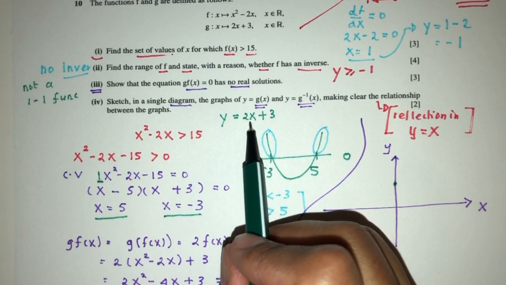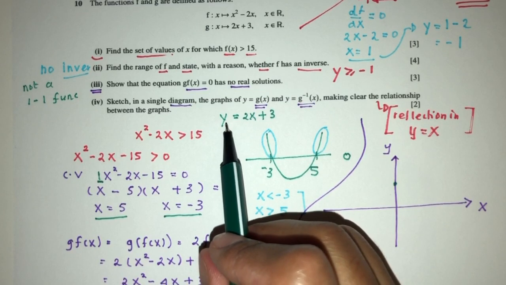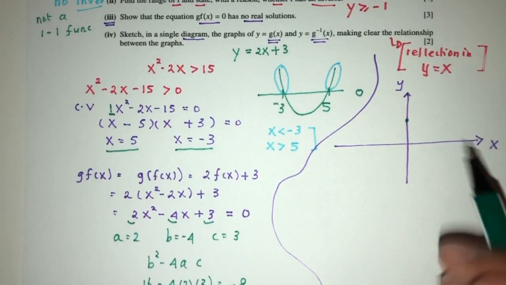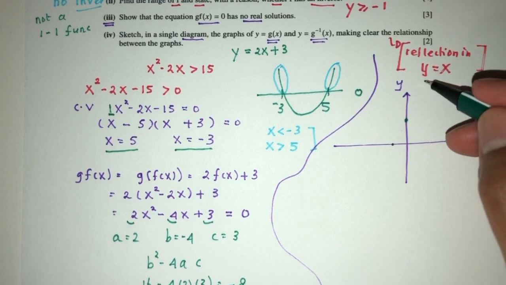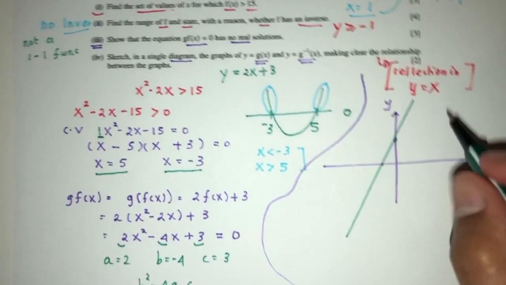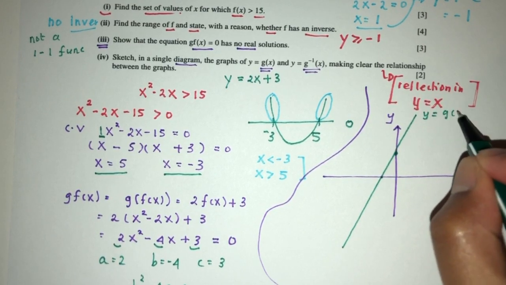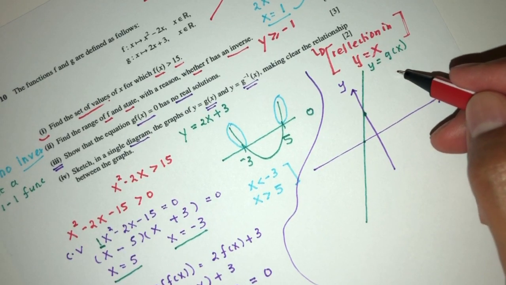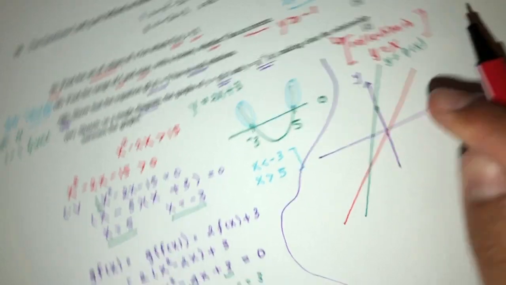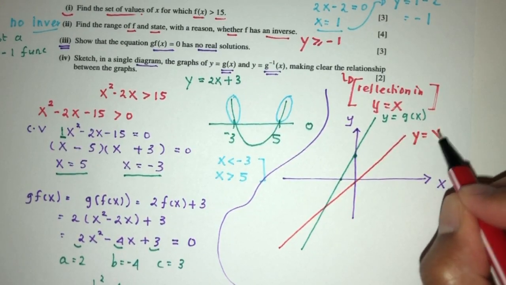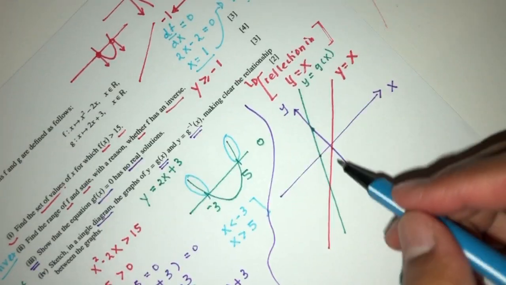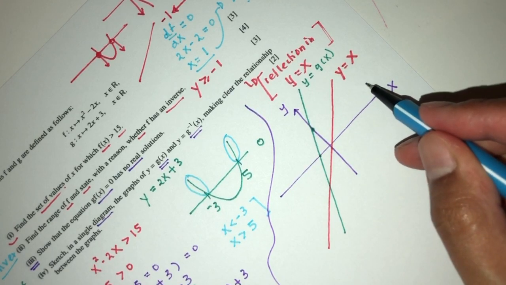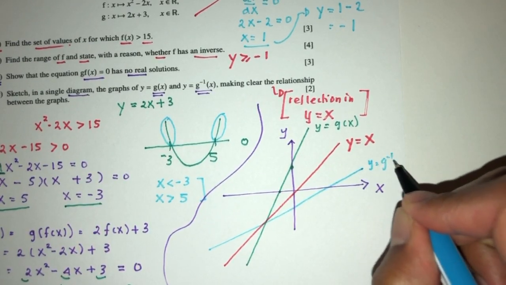And let's say when y is 0, x will be minus 1.5. Let's say over here. The graph will have a shape something like this. This is my graph, y equal to g of x. Now we know that it will be a reflection in this line, so let's try your best to sketch this line. It's not perfect, but you get the idea. That will be y equal to x. And the inverse curve will be something right here as a reflection of this one. That will be y equal to g inverse of x.